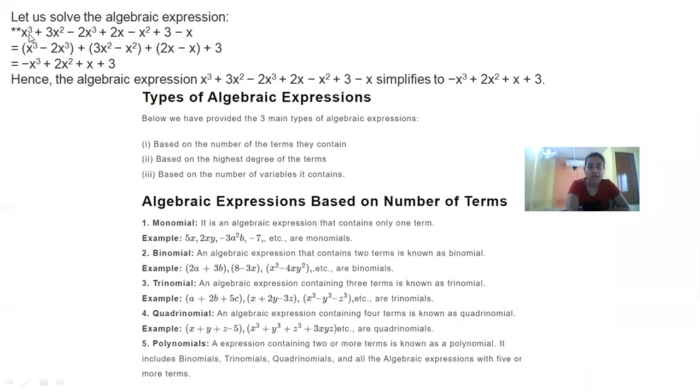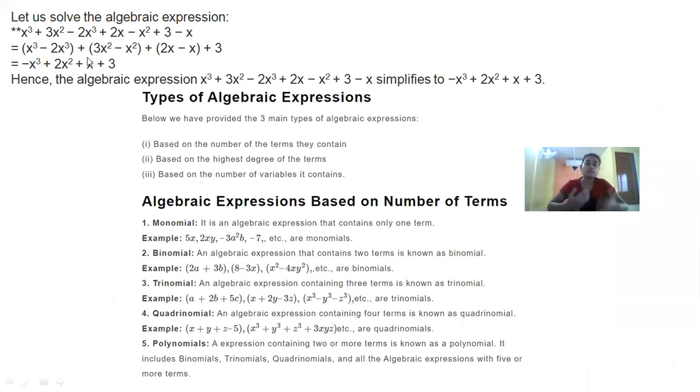Now, I have told you that whatever is in the power of the variable x is called the order. So here, if I put x to the power 3, the order is 3. That means x cubed. This is a cubic expression. Here it is x square, that is x to the power 2. Then x to the power 1, and this is again x square, and 3 minus x.